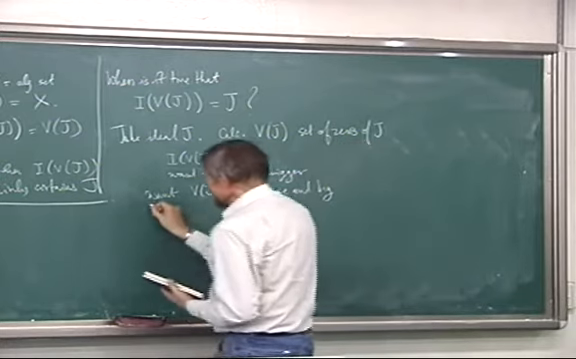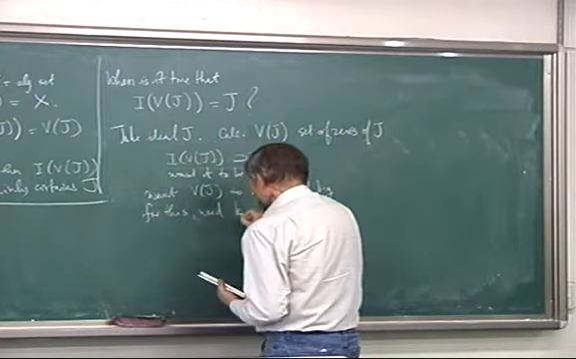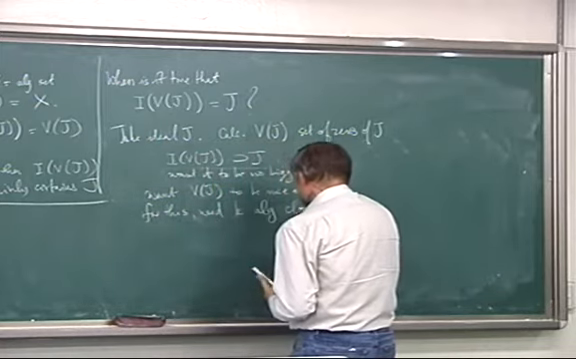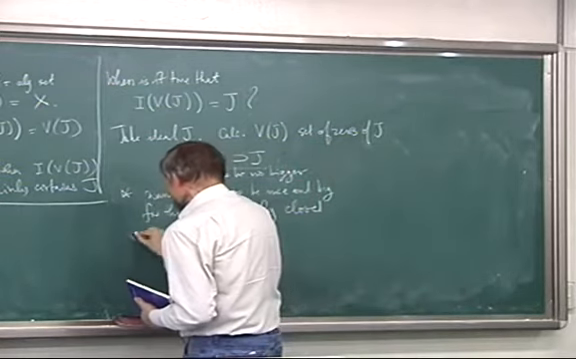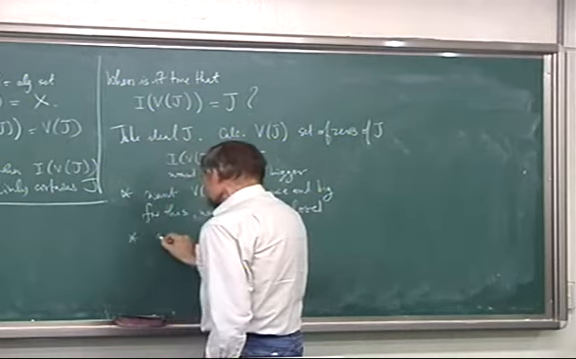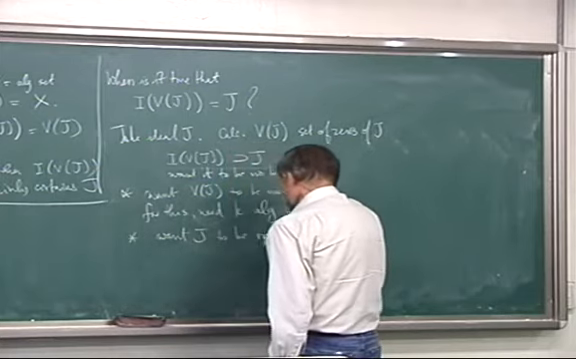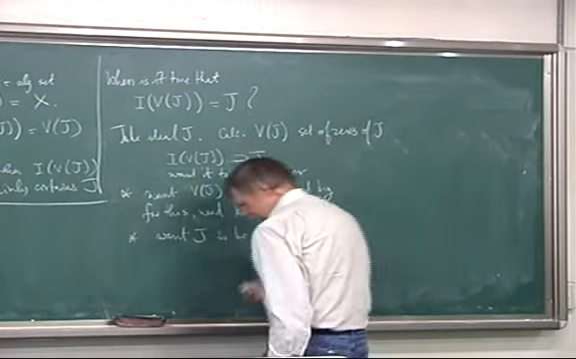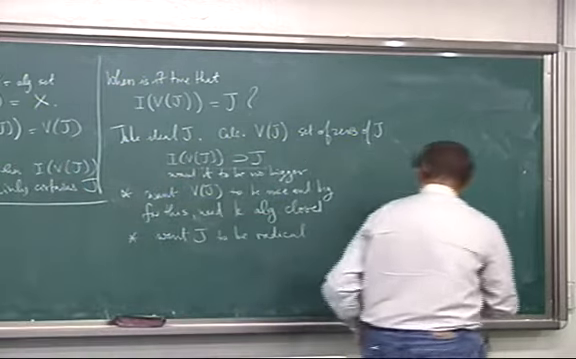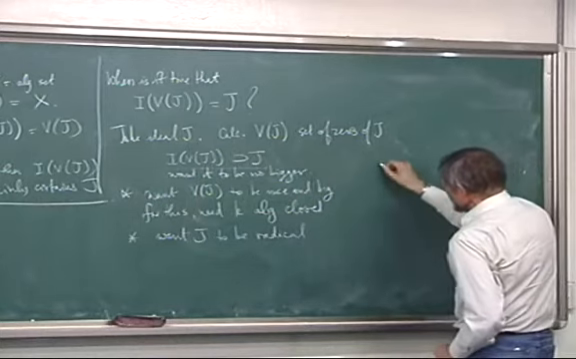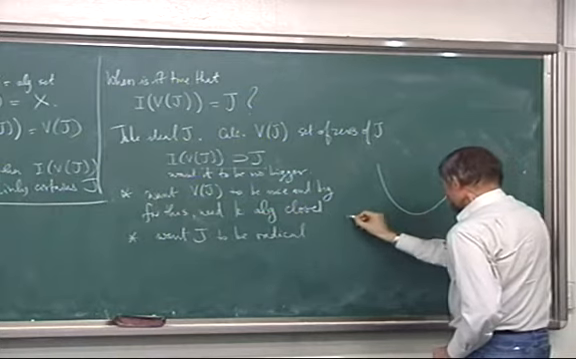And for this, we need K algebraically closed. Right. And then, so we want J to be radical. Okay, so let me explain this. So let's again do an example. So I write down, we have the examples of plane conics that I can work with.